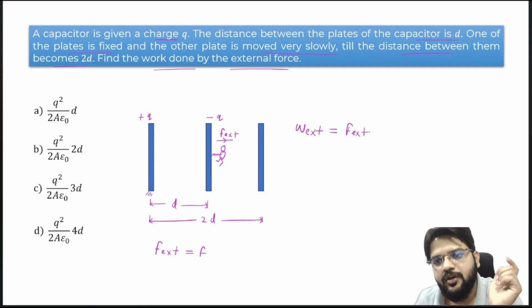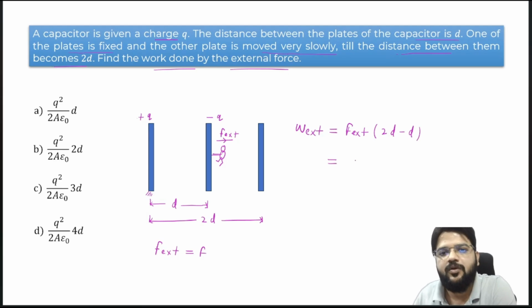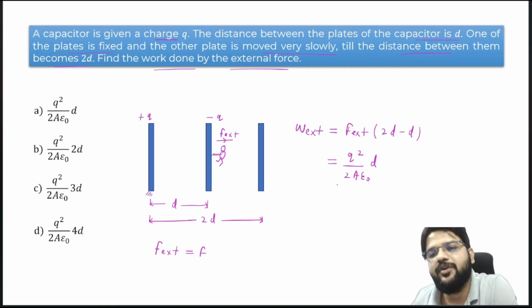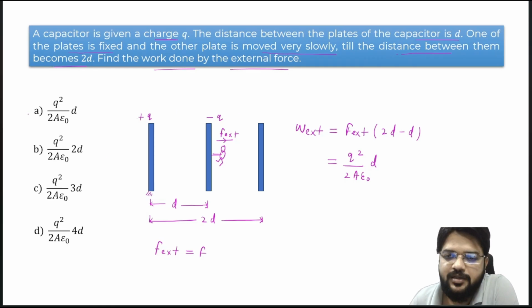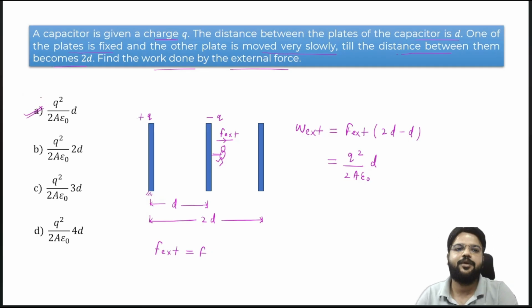It is the external force times the displacement in the direction of the external force. So it is 2D minus D, correct? And what is the external force, everyone? The external force is equal to the force between the plates, and the force between the plates can be written as Q square by 2 epsilon naught. This thing we know. And 2D minus D is what? It is D, everyone. So Q square D by 2 epsilon naught. This is the work done by the external force, and this is the required answer. So the correct answer is option A here. Note down, everyone.